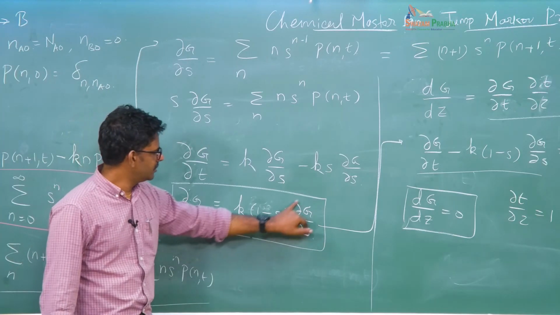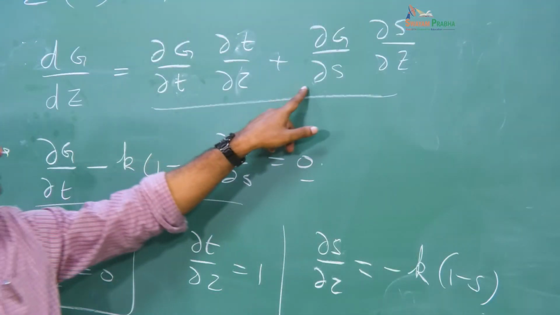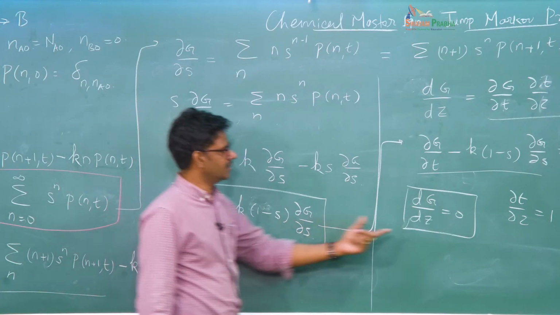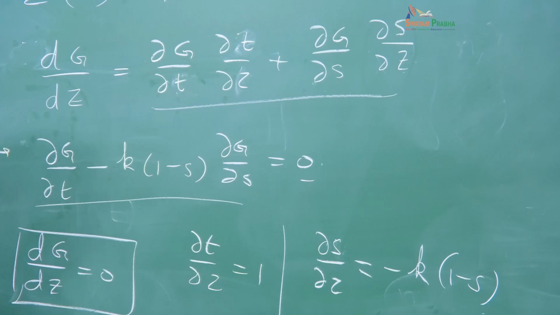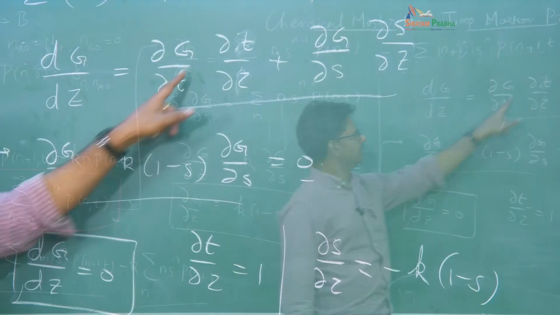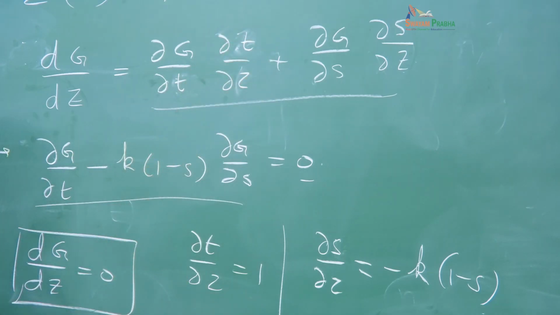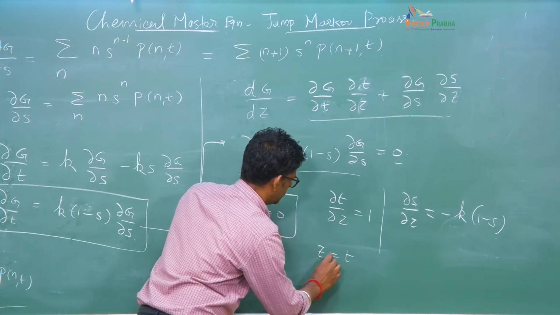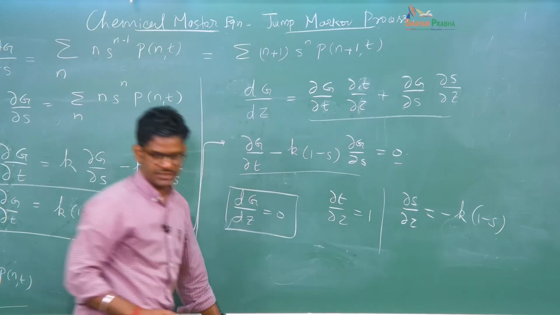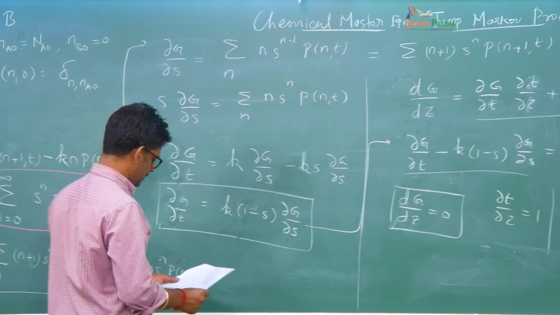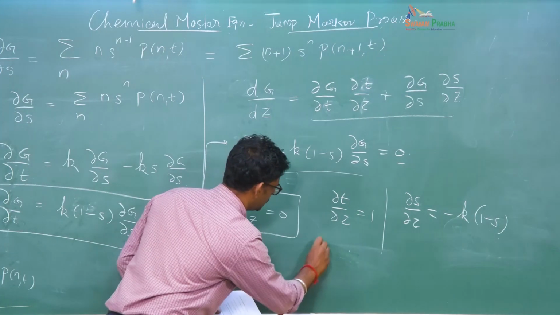So here I match the dou g by dou s: this prefactor here must be equal to this. That's what this characteristic equation is. Similarly, when I look at the prefactor of dou g by dou t here, dou t by dou z should be 1. This basically tells me that z equals t. Let me check if it's defined that way. Yeah, t is equal to z.